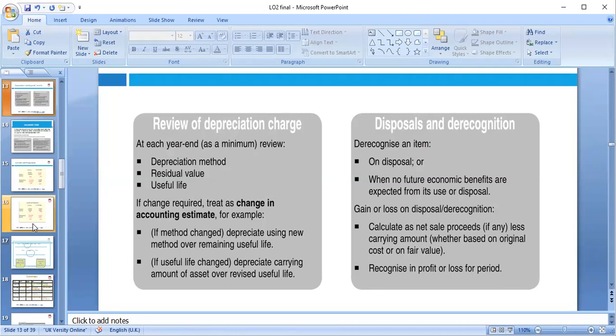Disposal and derecognition: derecognize an item on disposal or when no future economic benefits are expected from its use. For gain or loss on disposal and derecognition, calculate the net sale proceeds less the carrying amount, based on the original cost and the fair value, and recognize it in profit and loss.